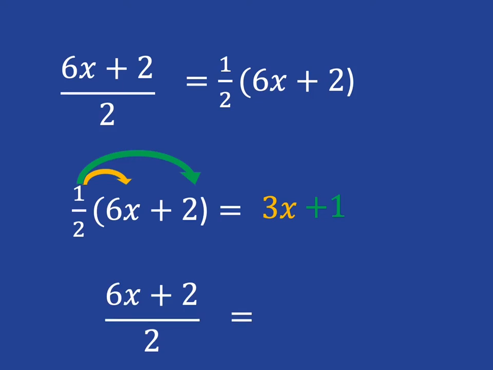So we can go through it in a short way without having to go through multiplication and just say the 2 needs to divide into the 6x, and that gives us 3x, and the 2 needs to divide into the plus 2 and give us plus 1. So this is how we use the distributive law when we're working with division. It works in the same way that multiplication worked. And that makes sense because multiplication and division are closely related to each other.